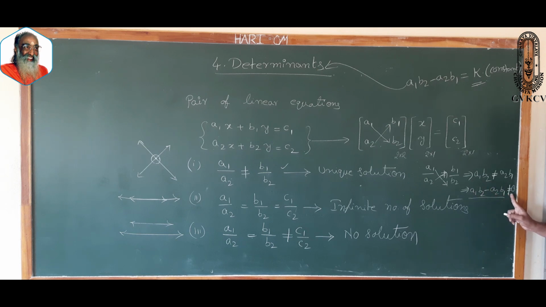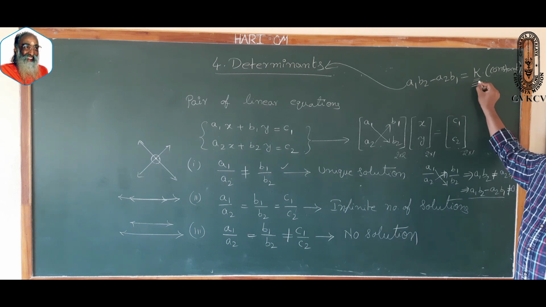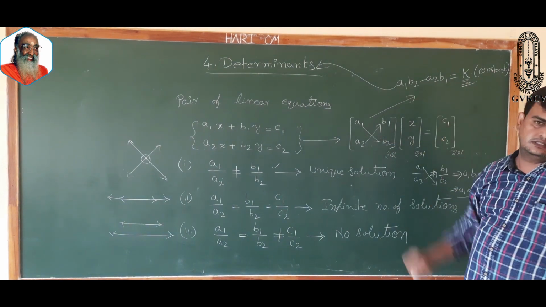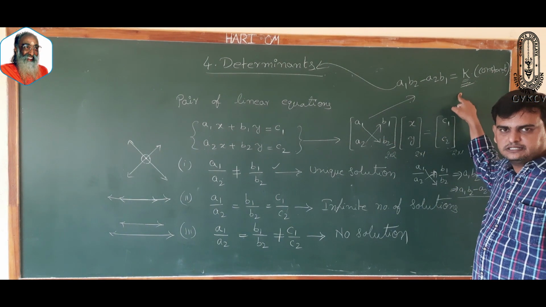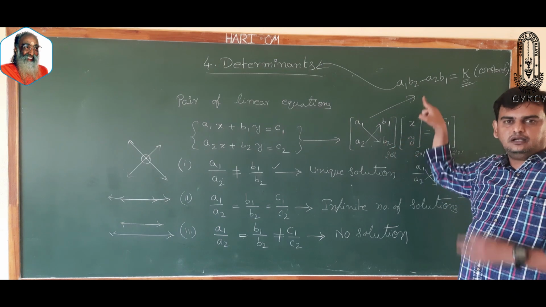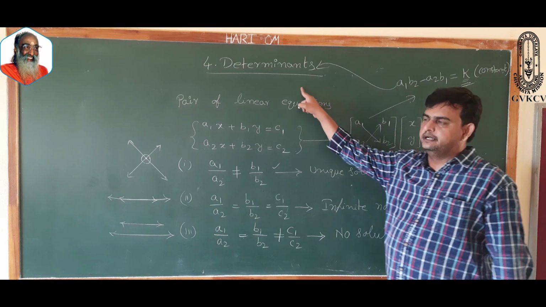equal to 0. When this constant is not equal to 0, it may be equal to some other constant. Let us have the constant k. This constant k is nothing but the value of the matrix. This constant k represents the value of this particular matrix. That value is known as the determinant.